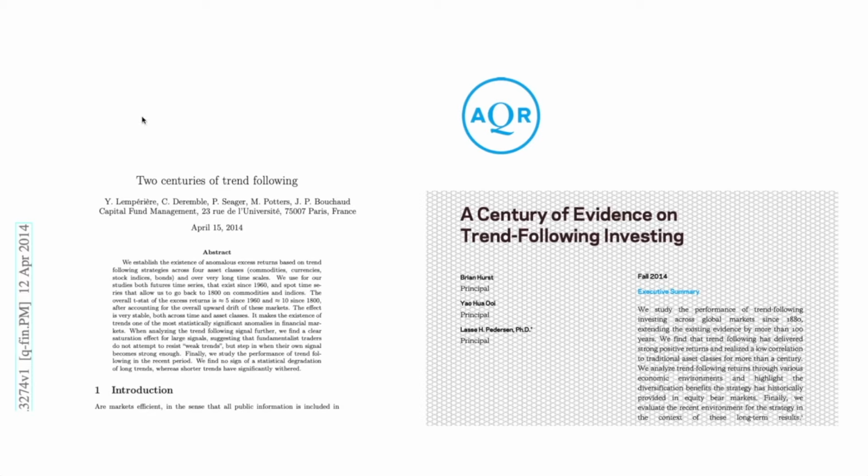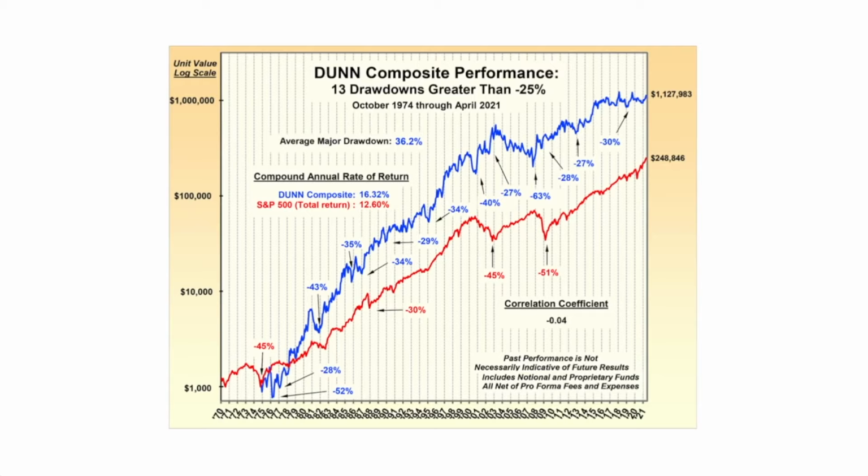There have been reports over 2 centuries of mathematical research and proof of it working, and a more recent one showing a century of evidence of trend following investing. It's been proven to work, and I taught you a system that has been used by many others, including the turtle traders, a group of people who knew nothing, were taught simple trend following systems, and doubled their money year over year. Here's an example of the Dunn Composite, a trend following firm that has outperformed the market in a very safe way.